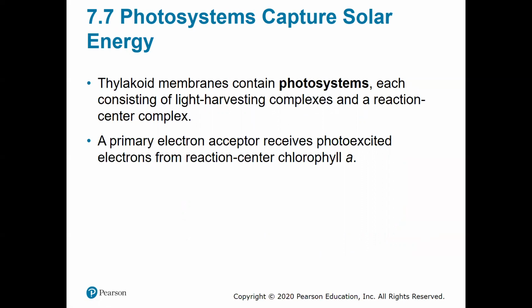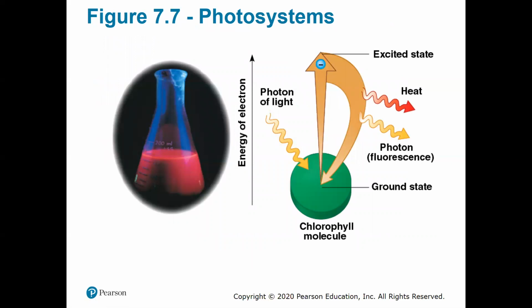So photosynthesis captures solar energy. Thylakoid membranes contain photosystems. These are what we call light harvesting complexes, and each has a reaction center. In that reaction center, there is a chlorophyll A pigment that receives the excited electrons that will be obtained from the energy of sunlight.